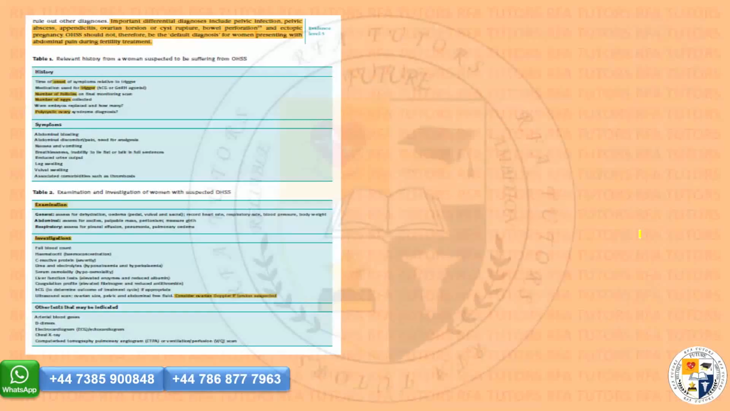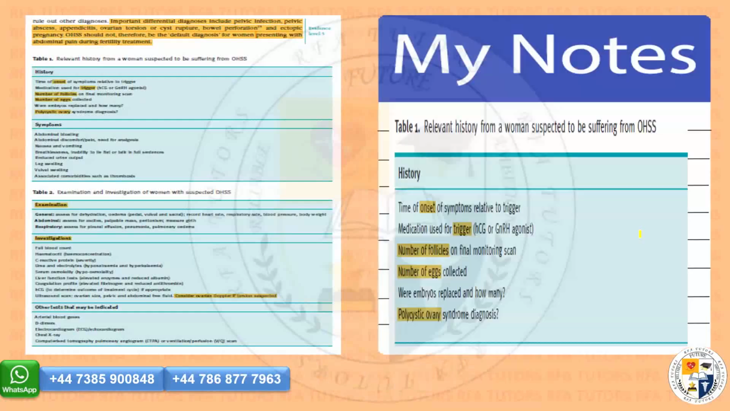Then when I go to the detail of the guideline, I see table 1 and table 2 regarding the history and examination are given. So I'll print out that table and I'll put it in my notes, right? So Sapna, I'll tell you, my dear, I'll send the picture in the study group, okay?